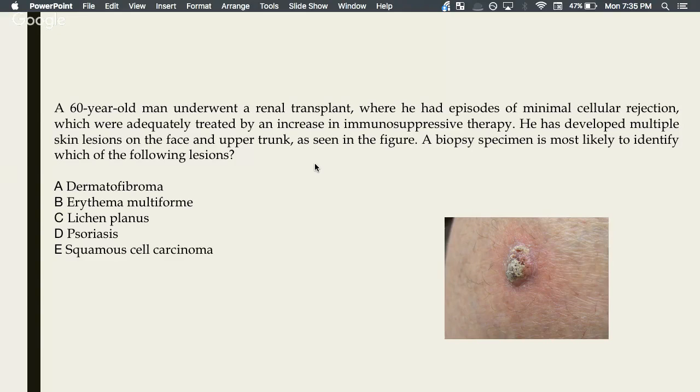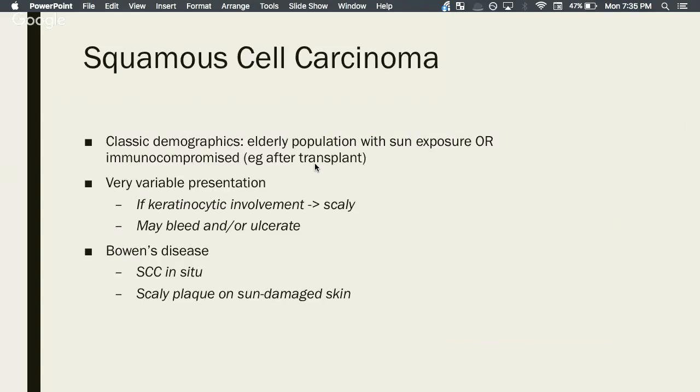Okay, so the key thing here is that he underwent a renal transplant and has been immunosuppressed. Squamous cell carcinomas are most typically found in people who are either elderly and had sun exposure, or immunocompromised. They are very variable in terms of how they look. They can be scaly, they can bleed, they can ulcerate. Bowen's disease is basically the in situ version of SCC, and it's just a scaly plaque on sun-damaged skin.